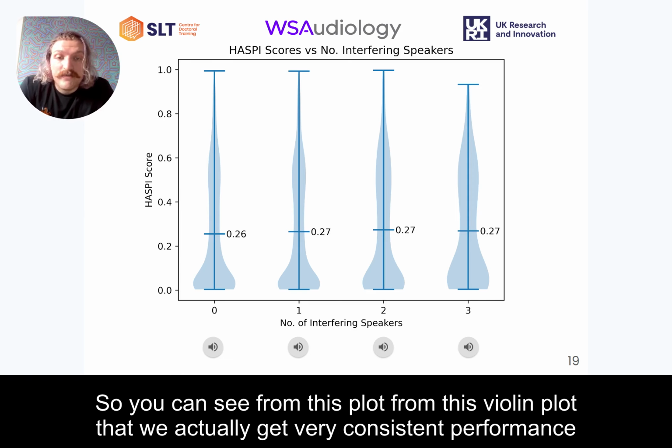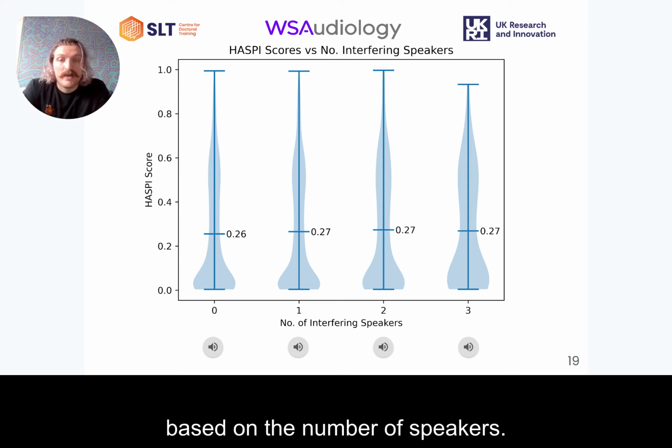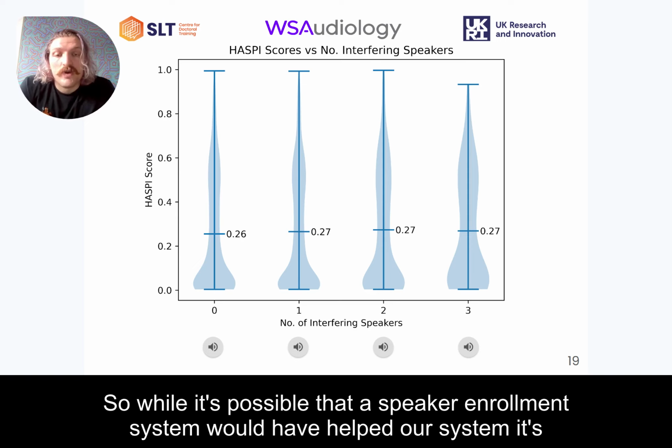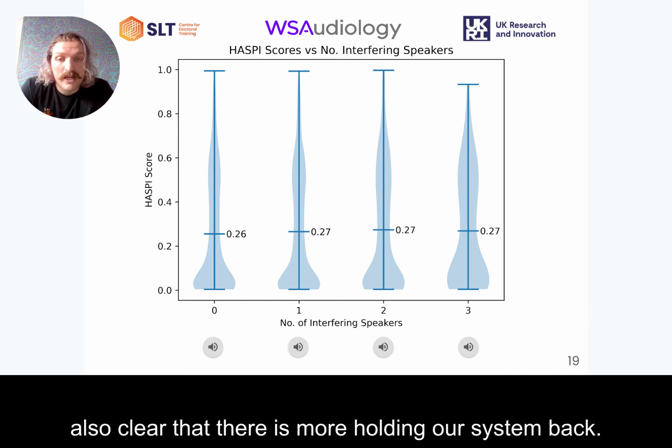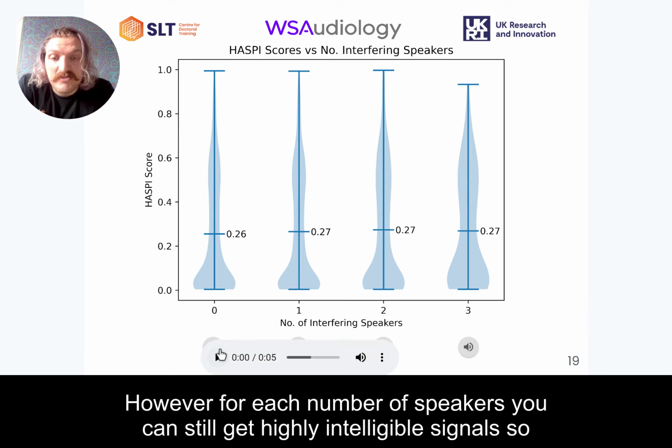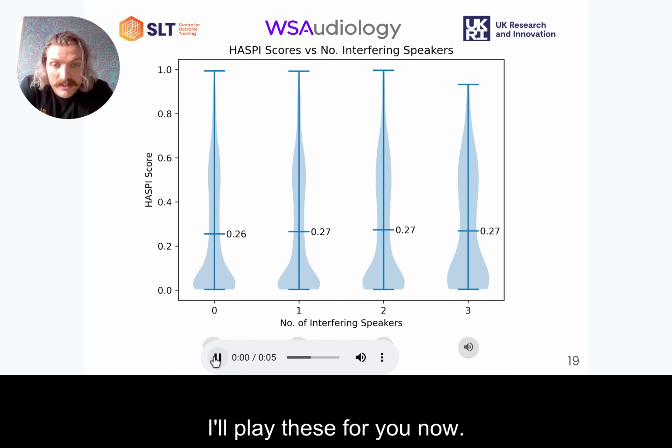You can see from this violin plot that we actually get very consistent performance based on the number of speakers. So while it's possible that a speaker enrollment system would have helped our system, it's also clear that there was more holding our system back. However, for each number of speakers, you can still get highly intelligible signals. So I'll play some examples for you now.